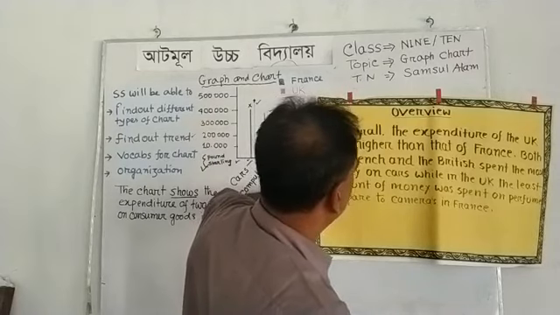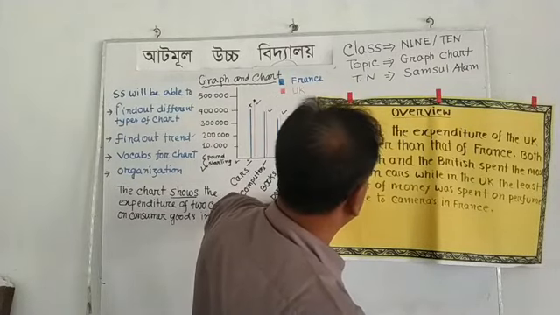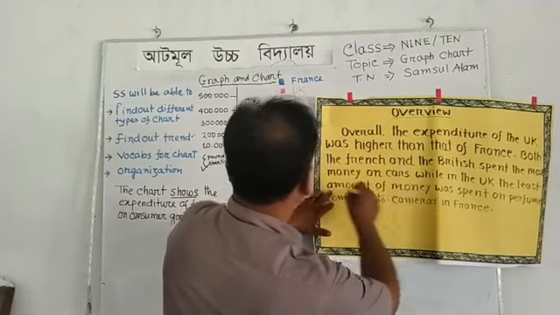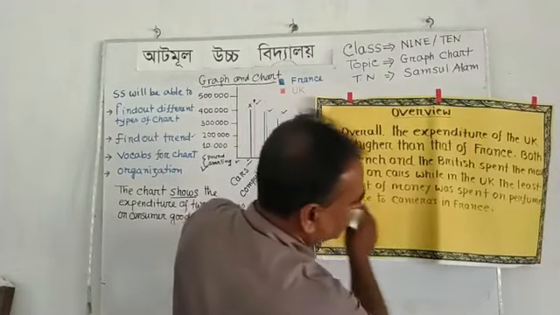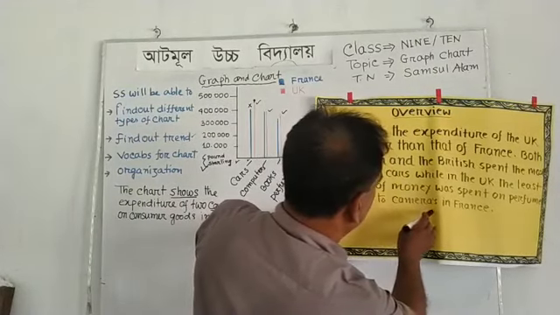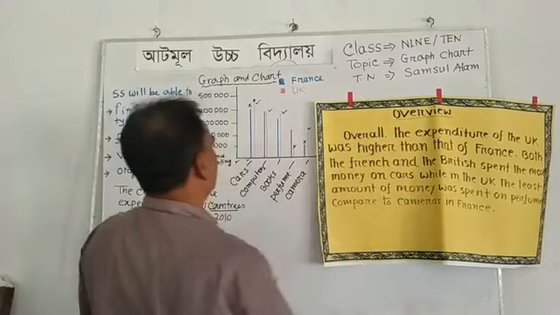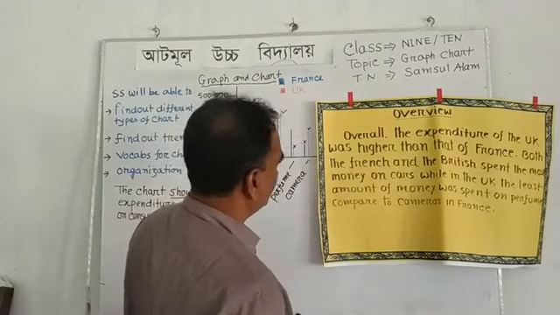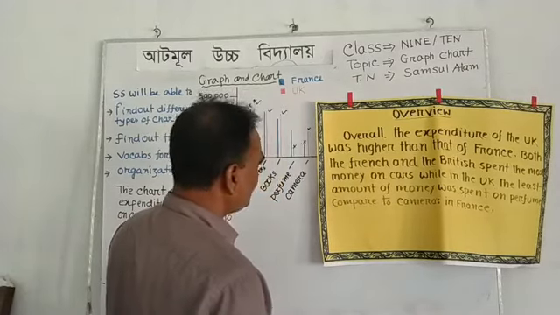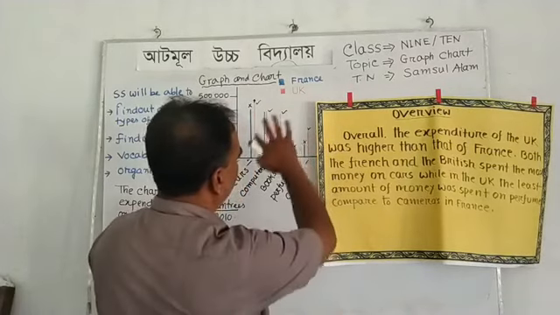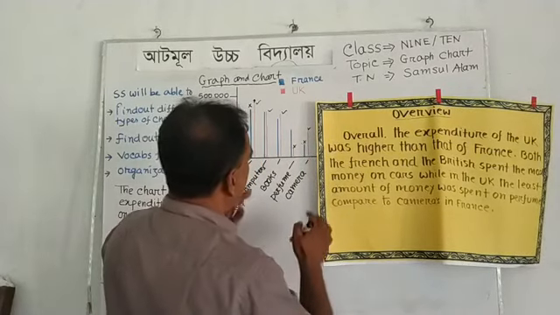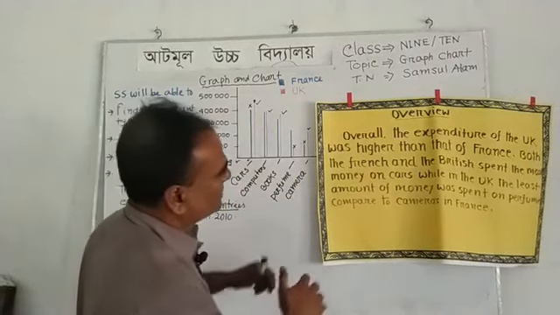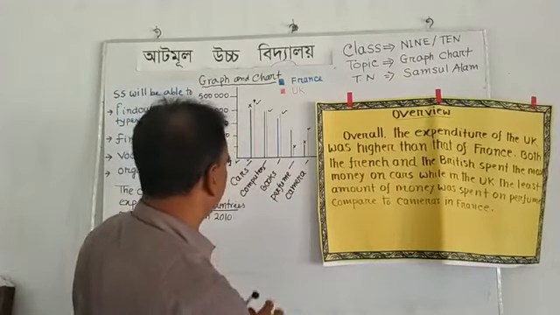Both the French and the British spend the most money on cars, while in the UK the least amount of money was spent on perfume compared to cameras in France. The least amount of money France spent on cameras, and the least amount of money the UK spent on perfume. So this is an overview of the total chart. We will write the overview with this, and here we will not write any data. We will write only sentences to show the total overview of the graph.